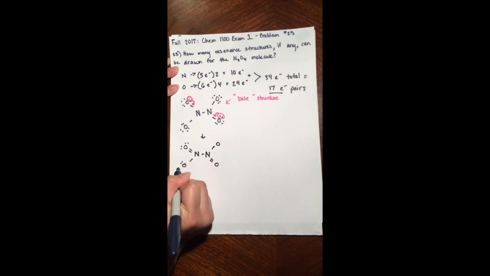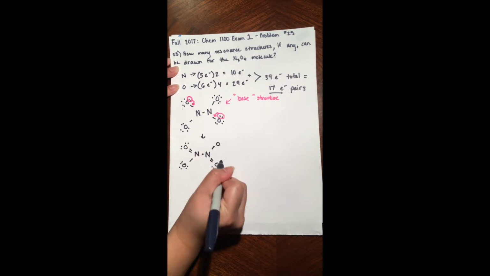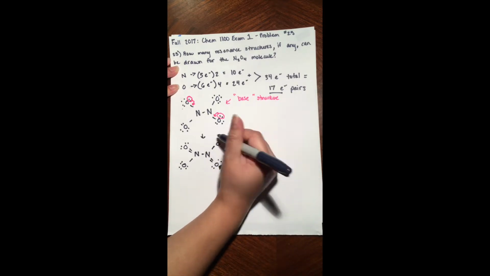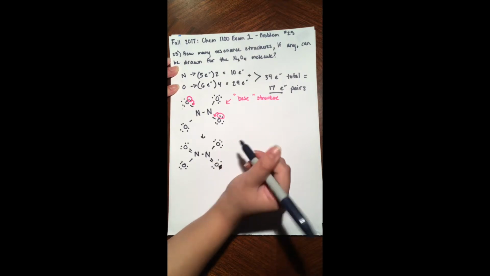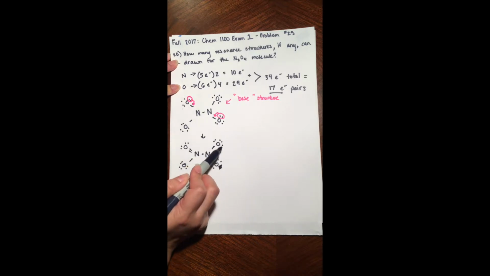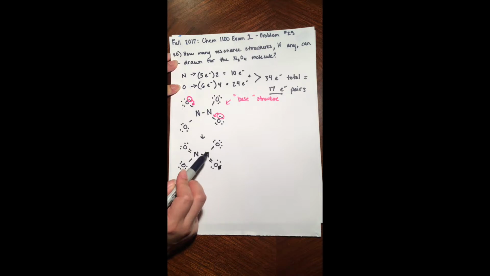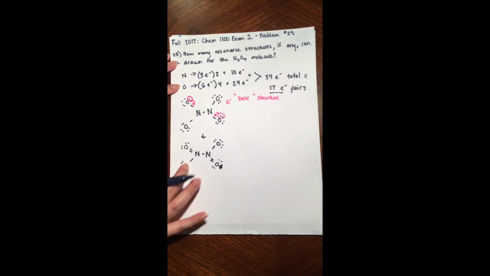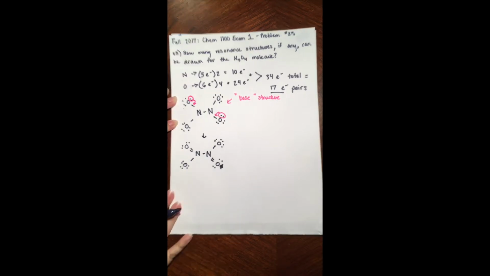So now, when I redraw my structure, oops, that one's not supposed to be there. There we go. So now if you look, each atom has a complete octet because this oxygen has 1, 2, 3, 4 pairs of electrons, and the nitrogen's 1, 2, 3, 4 pairs of electrons. So now they're all happy, they all have a complete octet. Now we can actually start looking at the resonance structures.